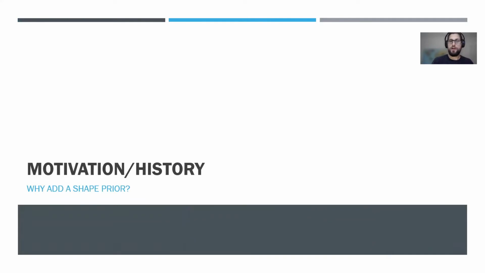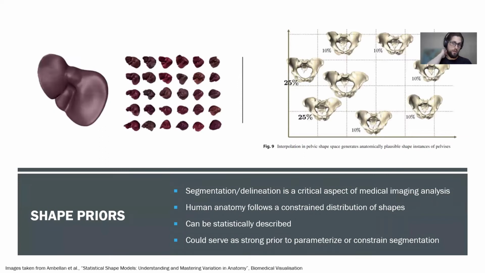So let's try to talk about the history and motivation. Why add a shape prior? I don't think I need to convince anyone here that segmentation delineation is a critical aspect of medical imaging analysis. Now when we look at human anatomy and a lot of anatomical structures, we can notice that they follow a constrained distribution of shapes. What I mean by that is, we can look at a shape and immediately tell, okay, that's a liver, or that doesn't look like a liver, there's something wrong with that.